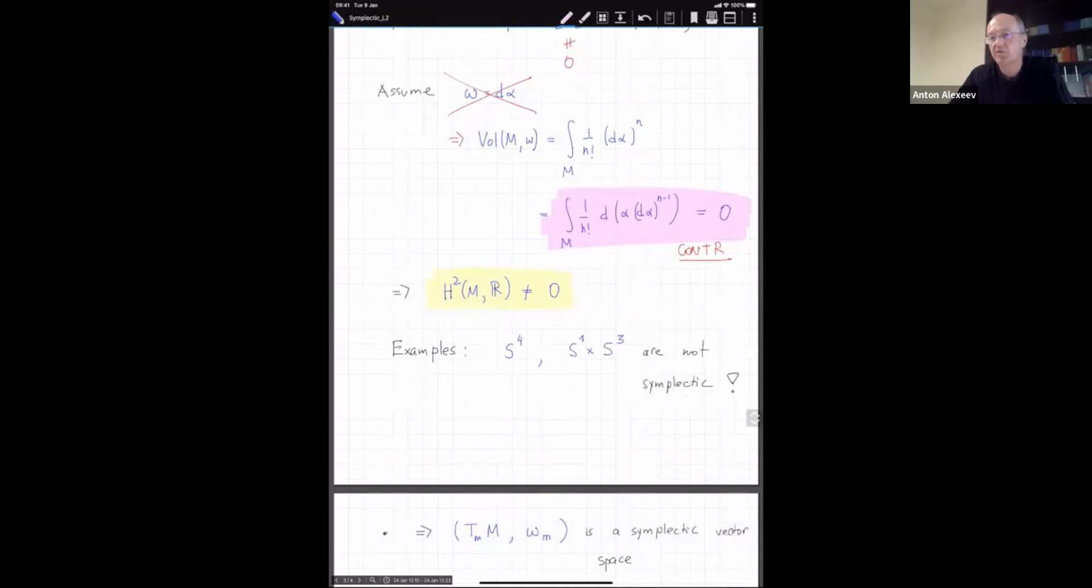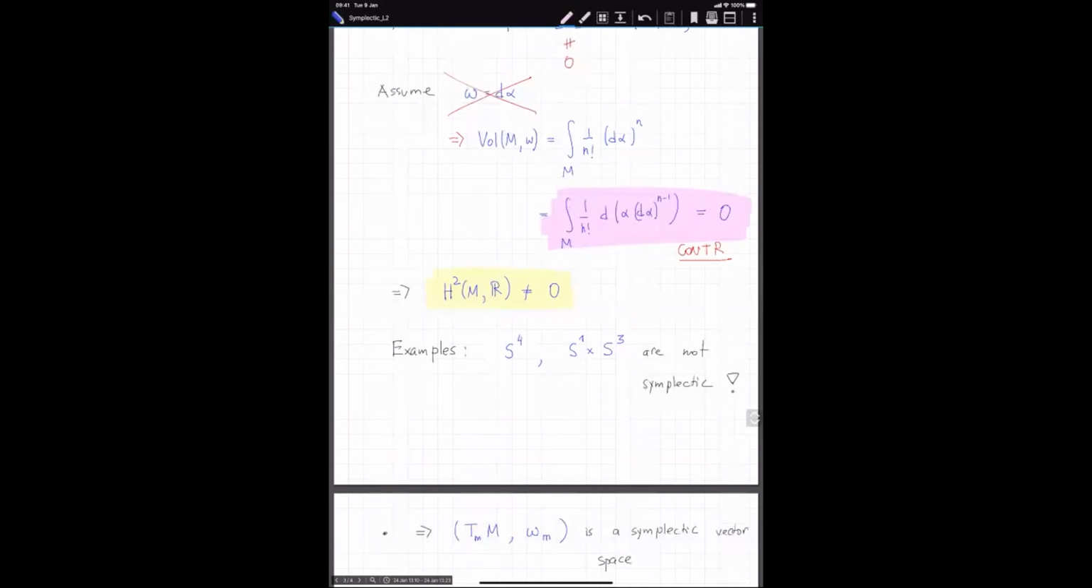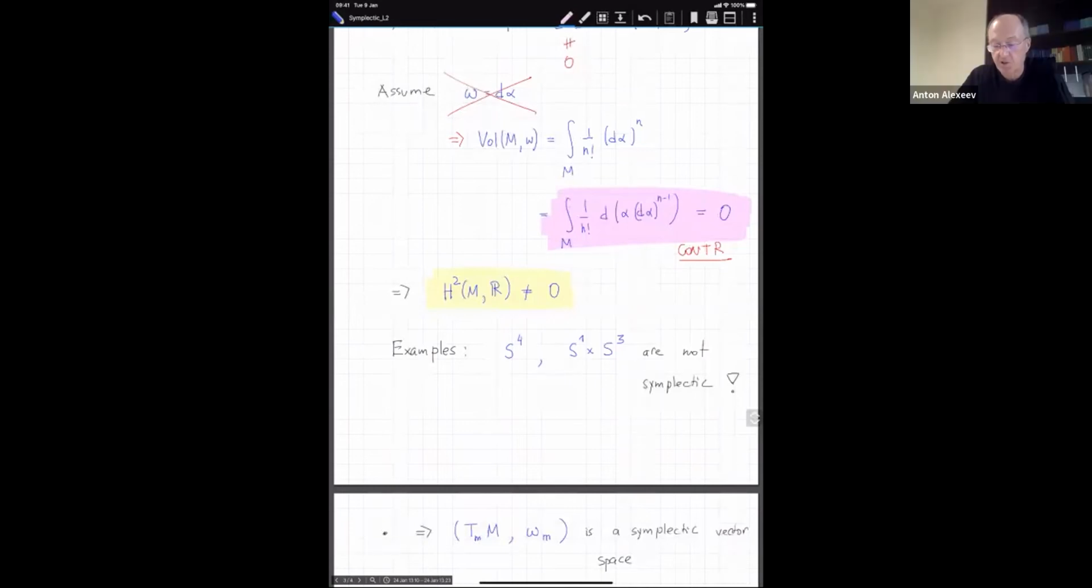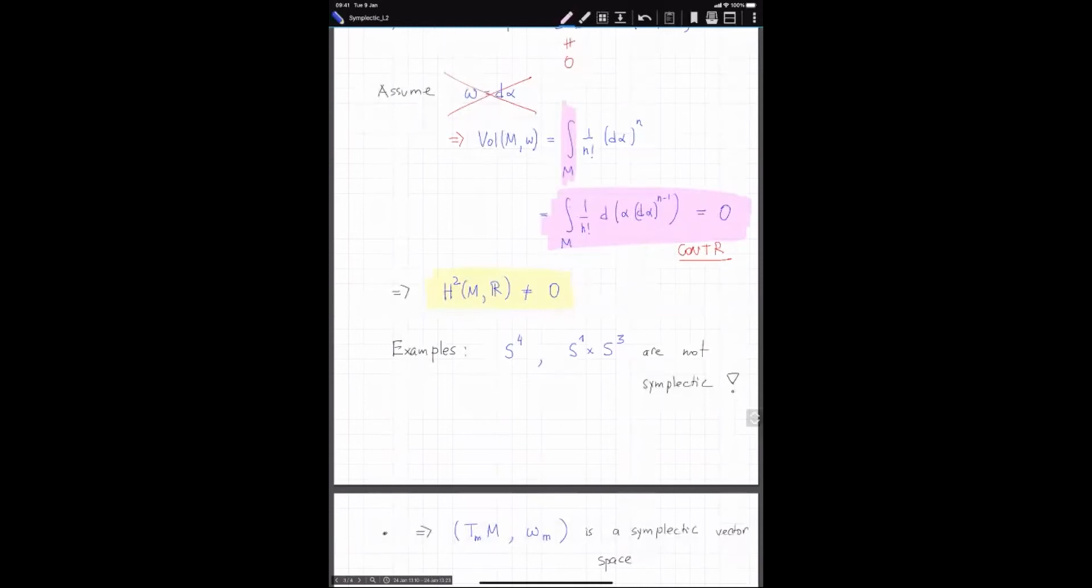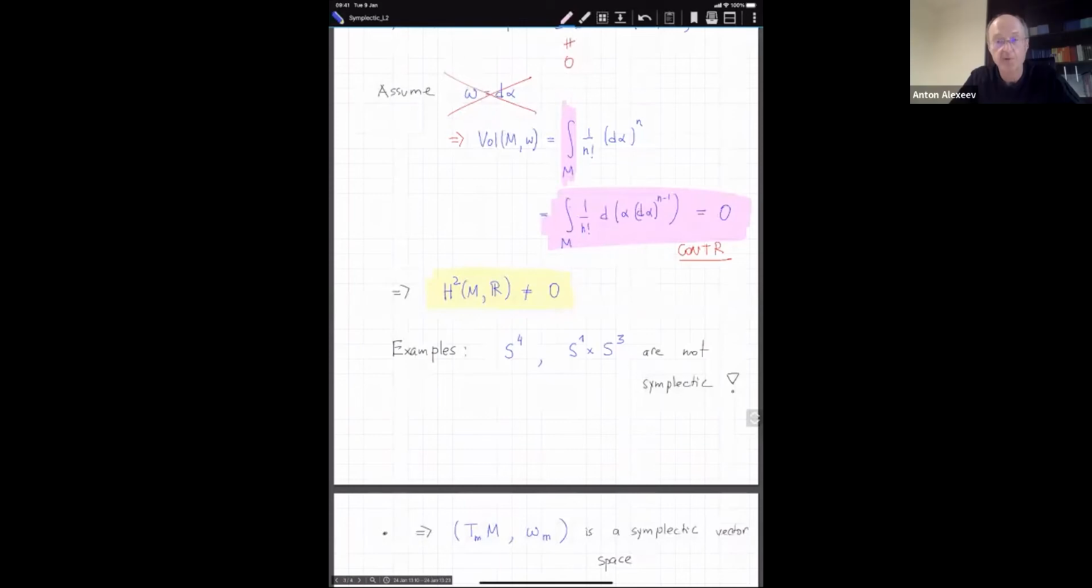Up to now, everything is fine, right? You assume your form is exact. Okay, good. Of course, already something goes wrong here, because I thought we can take the integral over a compact submanifold. Okay, but then right here, that's very good.